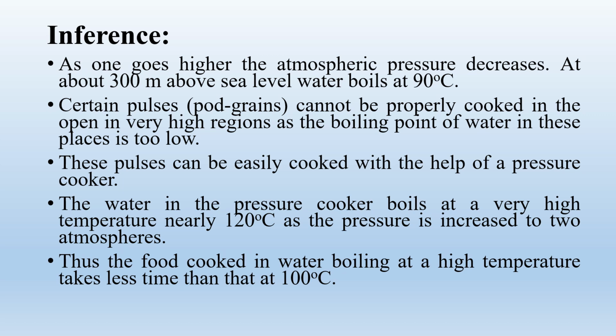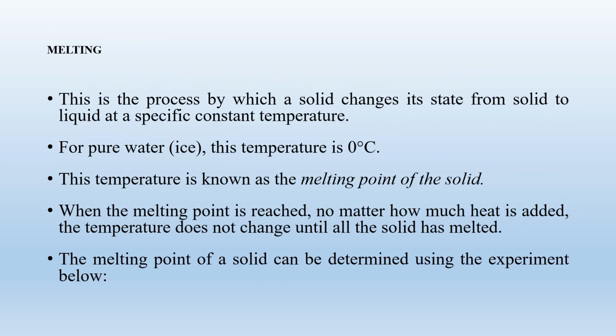These pulses can be easily cooked with the help of a pressure cooker. The water in the pressure cooker boils at a very high temperature, nearly 120 degrees Celsius, as the pressure is increased to 2 atmospheres. Thus the food cooked in water boiling at a high temperature takes less time than that at 100 degrees Celsius.